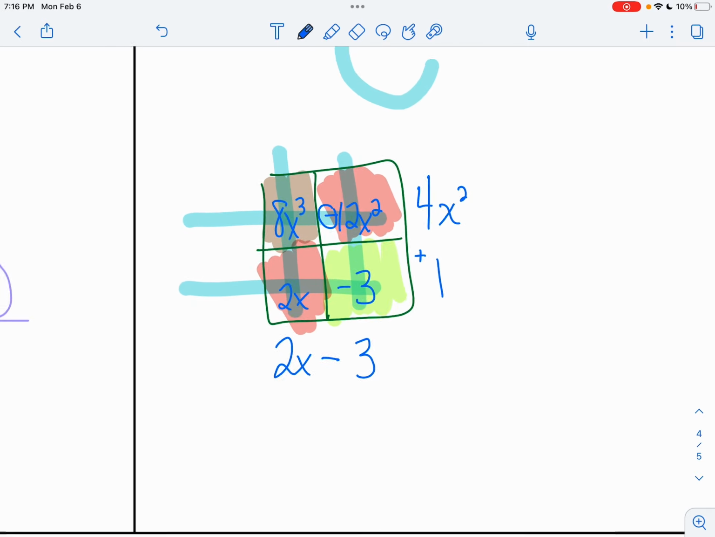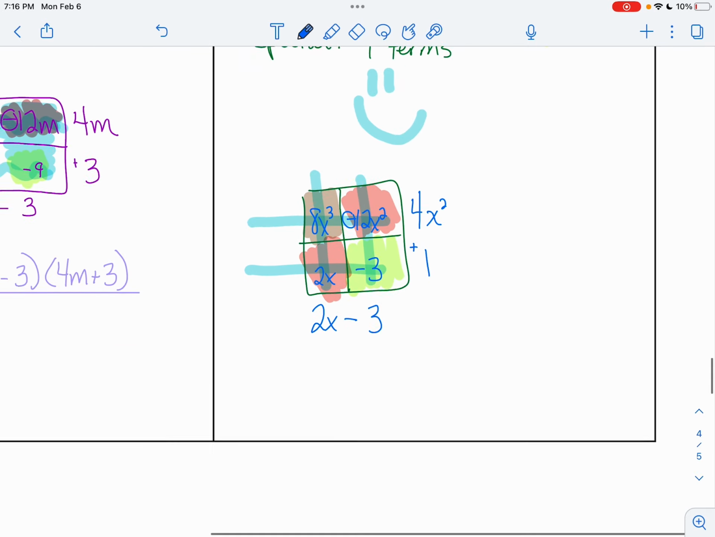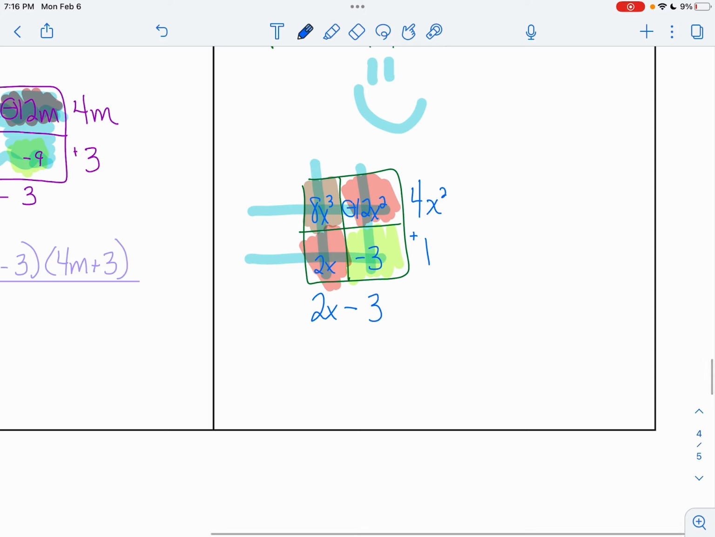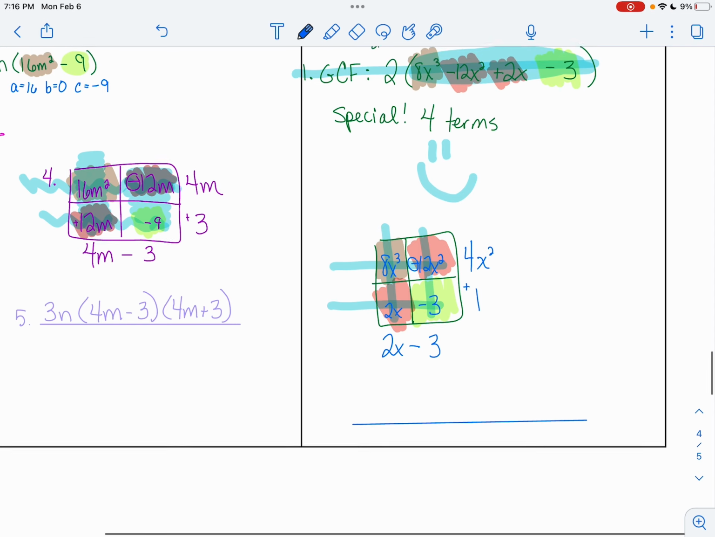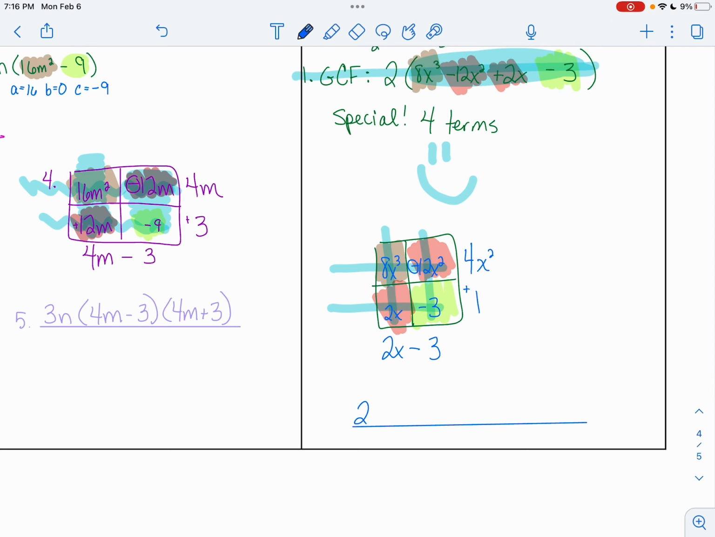Okay. Now, we do need to do our final step of writing all of our factors of our original polynomial. So we start with the GCF at the beginning. Then we come back with 2x take away 3 and 4x squared plus 1.